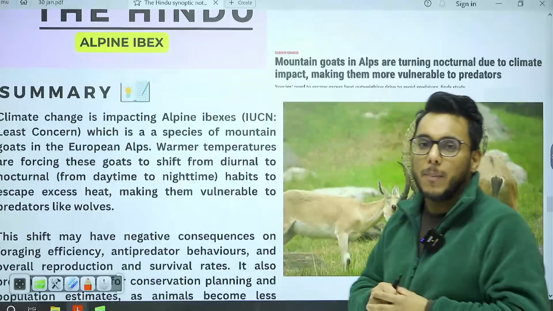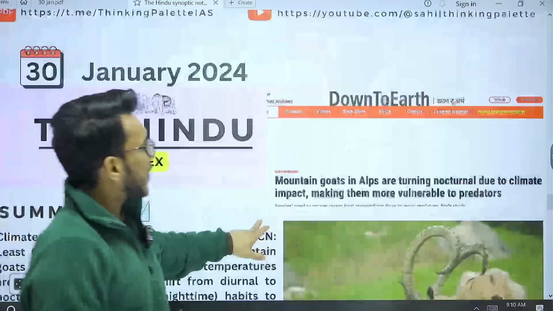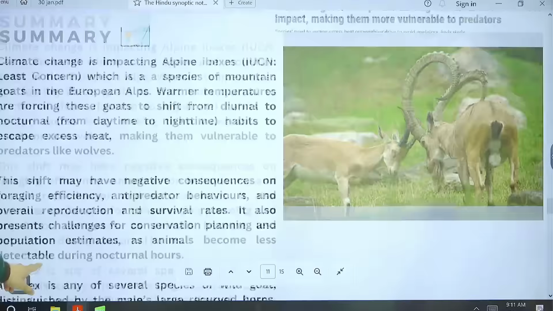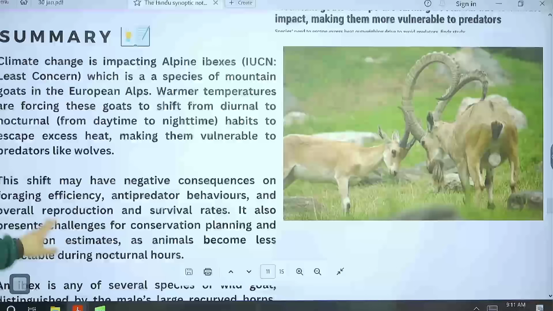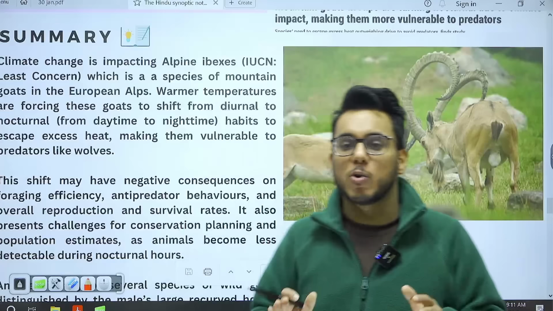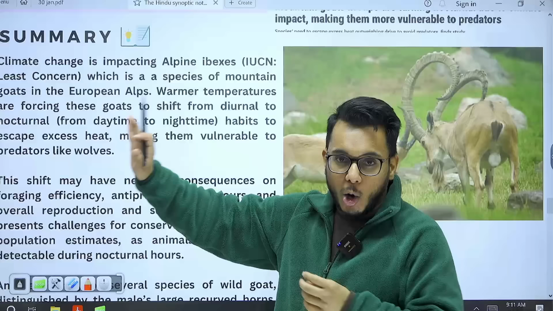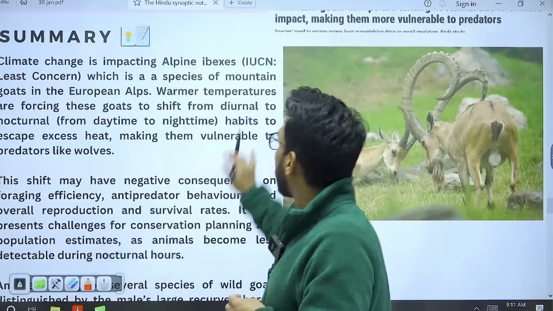Then, Alpine Ibex is in news. Fine. So here we have an article from Down to Earth talking about the Alpine Ibex. So basically, guys, why is the Alpine Ibex in news? Now, Alpine Ibex is a particular type of goat. This goat is found in Europe, Central Asia, as well as in India. Now, on the IUCN list, they have been given the status of least concern.